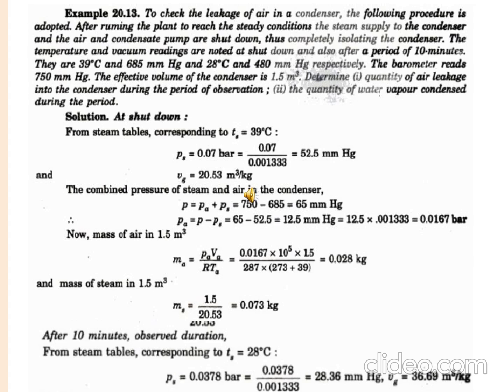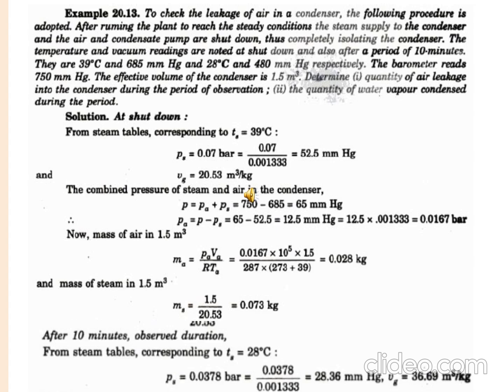Then the second thing: air has poor thermal conductivity. If air is present, the rate of heat transfer is also reduced. And the presence of air inside the condenser can also corrode the metal surfaces, and the life of the condenser is also reduced. These are the effects of air leakage.